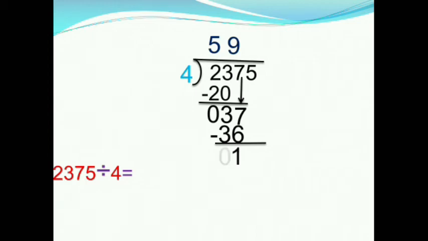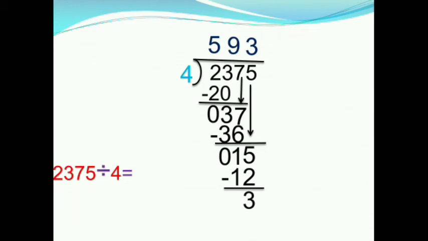Now we should take the fourth digit, that is 5, and write it here. It becomes 15. 15 will not come in the 4 table. So we should take the nearest number, that is 12. 4 3s are 12. Write 3 in the quotient place and write 12 below 15 and subtract it. 15 minus 12 is equal to 3.